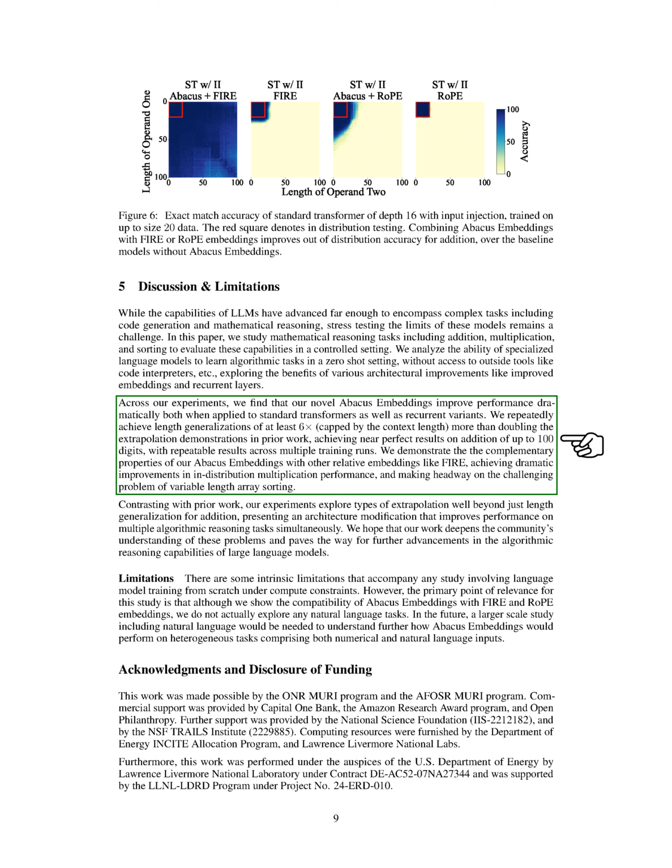The inclusion of abacus embeddings in standard transformers and recurrent models leads to significant performance improvements, particularly in length generalization tasks. We achieve remarkable results in extrapolating tasks, such as addition of up to 100 digits, showcasing the synergy between abacus embeddings and other relative embeddings like FIRE. Our experiments go beyond simple length generalization, presenting modifications that enhance performance across multiple algorithmic reasoning tasks simultaneously.